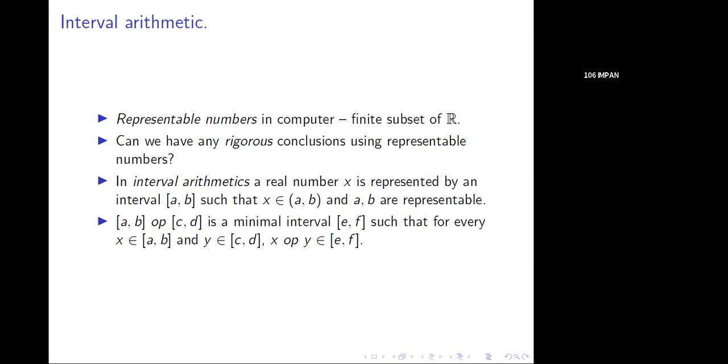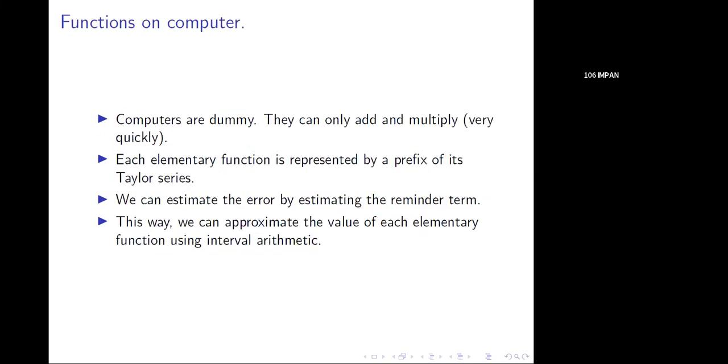So that's how we can deal with basic arithmetic operations. And that's essentially all that computers can do. They can add and multiply. They do it very quickly. So all the elementary functions are actually computed using a finite prefix of the Taylor series. In rigorous numerics, we are not only using the Taylor series, we are also estimating from above the remainder term. So if I compute the prefix of the Taylor series, estimate from above the remainder term, then I have an interval in which, for instance, sine of pi over 2 lives, or whatever other elementary function you may think of. So I can rigorously enclose the real value.